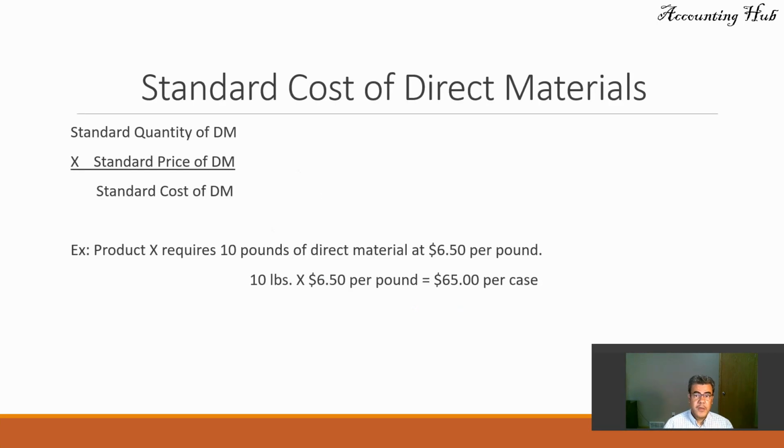Okay? So how do we find the standard cost of direct materials? Standard quantity times standard price. So we have the standard cost of direct materials. For instance, product X requires 10 pounds of direct materials at $6.5 per pound. So our standard cost will be $65 per case.